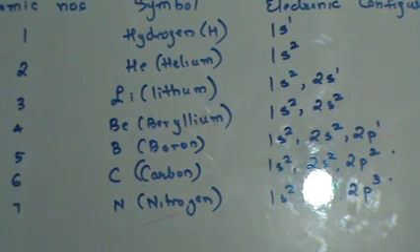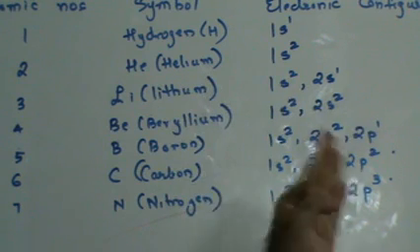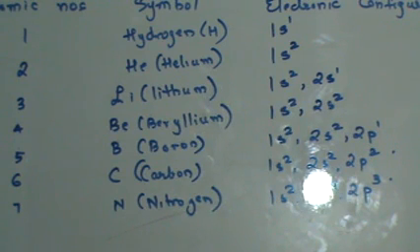First orbit can take 2 electrons, both the electrons will go in the s orbital. Second orbit, s orbital will take 2 electrons. So 4 electrons are gone, 3 remaining, 3 of them will go in p, because p has a capacity of 6. So till the time p is not filled, I cannot move ahead.